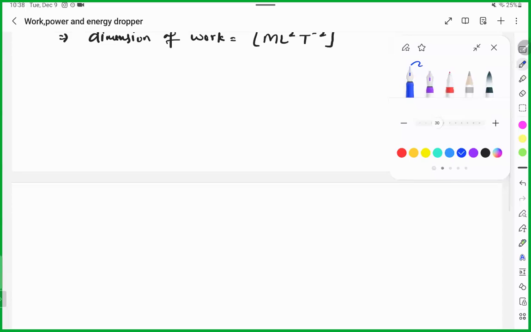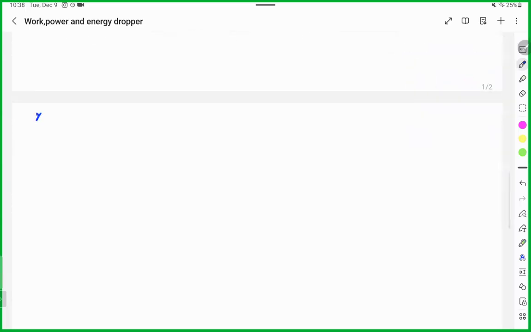Next, how to calculate work done for a variable force, because force is not always the same. Work done for variable force.